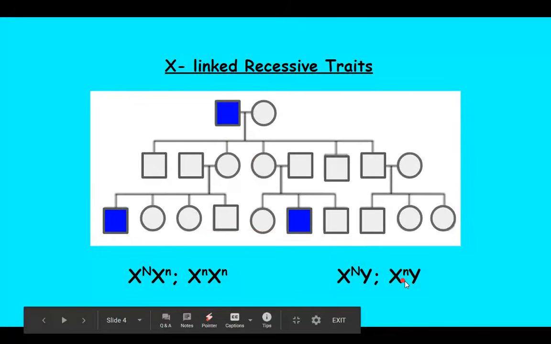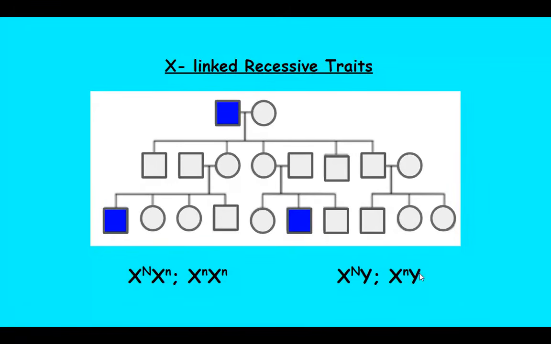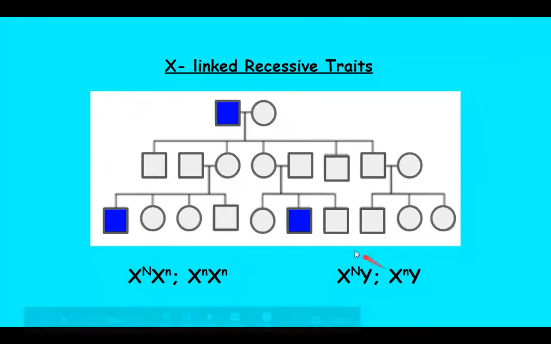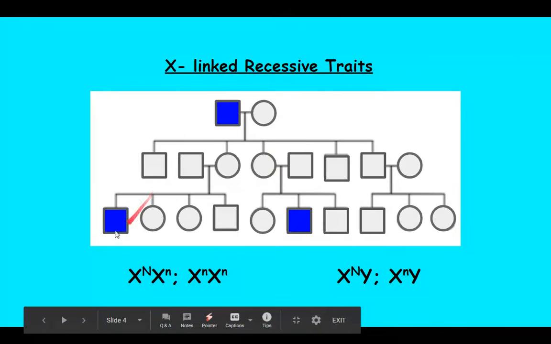With the males, all you need is one copy of the recessive gene for it to show, because there is no other X chromosome. The Y chromosome actually has completely different genes than the X chromosome. So it's completely different genes that do not have the ability to mask or cover up the recessive gene. That's why you're going to see it mostly appear in males.